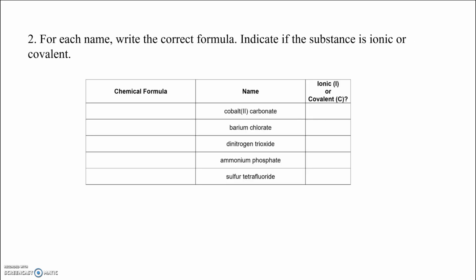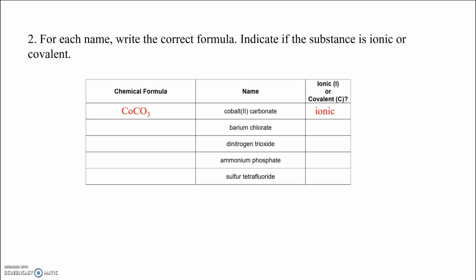All right, for number 2 and number 3, these are sort of opposites. On number 2, given the name, I need to come up with the formula. All right, our first one, cobalt(II) carbonate. That's going to have the formula CoCO3, and that will be an ionic compound.